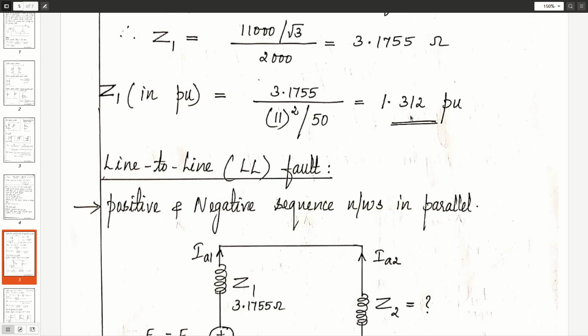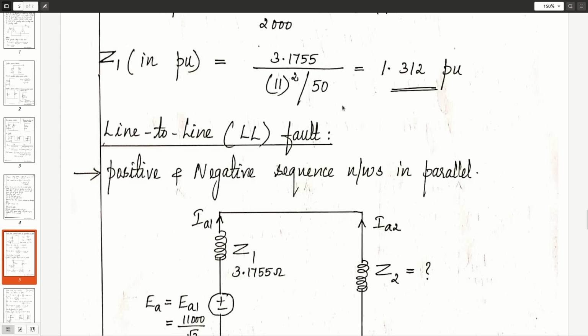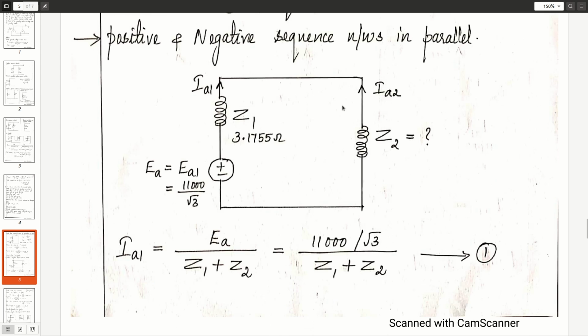To find out the other two impedances, Z2 and Z0, next we will consider LL fault, because in LL fault we have only positive and negative sequence networks in parallel. Out of the three unknowns, we have found one unknown, that is Z1. If you consider LL fault, it will have only Z1 and Z2. So knowing IA1, EA, Z1, we can easily find Z2. That is the reason why we considered LL fault second.